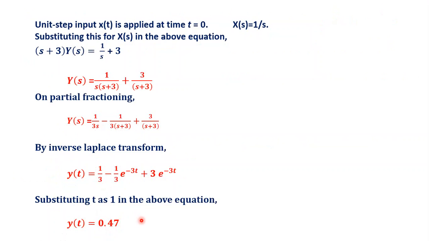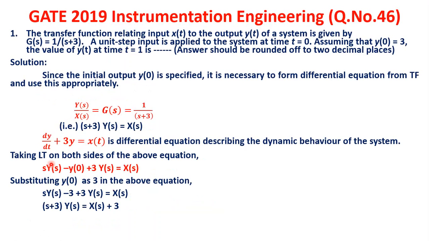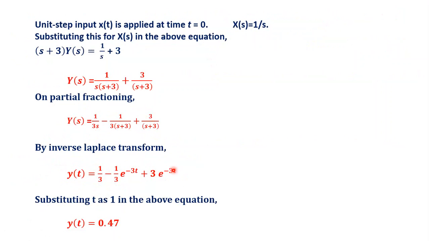Anyway, we can even cross check whether we have found it correctly. If we substitute t equal to 0, the exponential is 1, so 1 by 3 minus 1 by 3 is 0, and 3 into 1 is 3. So we get y of 0 as 3. That is, the initial condition is satisfied. In that way also we can check whether we have solved the equation correctly. After solving, substitute and find out. Since we are asked to find the output corrected to 2 decimal places, it is 0.47.